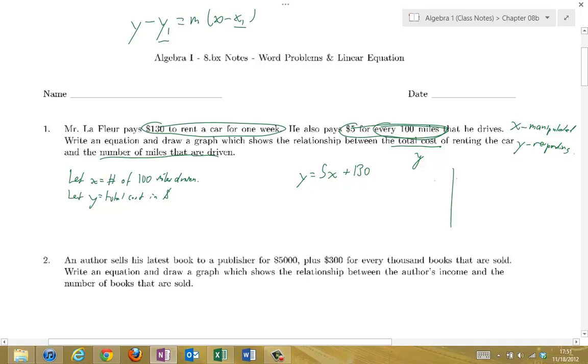Again, look at it from a t-chart perspective. If x is 1, he's going to pay the $5 plus the $130. If x is 2, if he drives 200 miles, he's going to pay $10. So it makes sense. Okay.